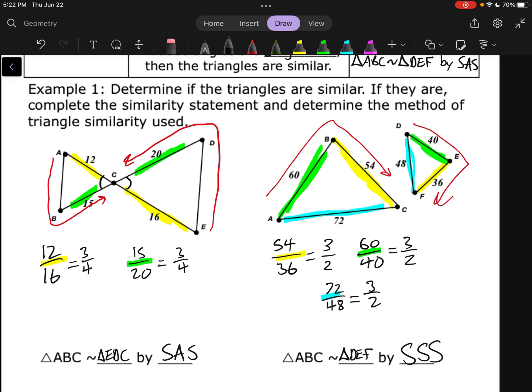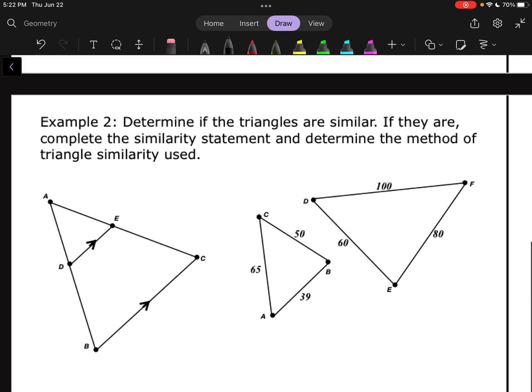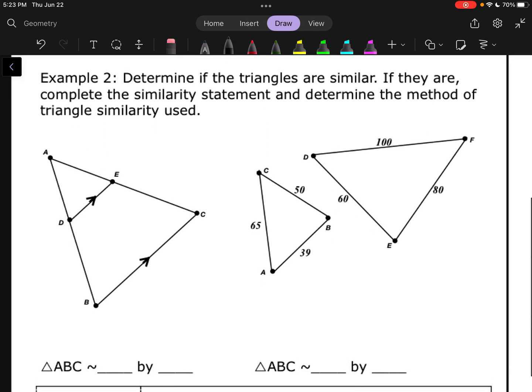Okay, let's keep it cruising. Let's open that up, check out the inside. Okay, so same kind of idea here. Determine if the triangles are similar. If they are, complete the similarity statement and determine the method of triangle similarity used.